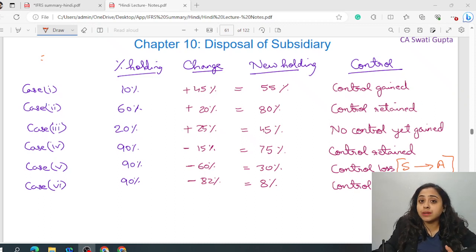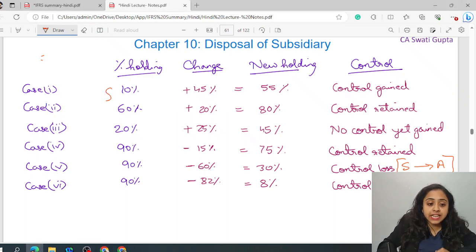Next comes 20%, for example, currently your holding, and the investor takes a call to add 25% more. Now the new holding is 45%. Initially there was no control, now also there is no control. It was only significant influence, and here also it is only significant influence. It is not a control. So here neither control has been gained nor lost. Still, no control has been gained. So this is the case of acquisition.